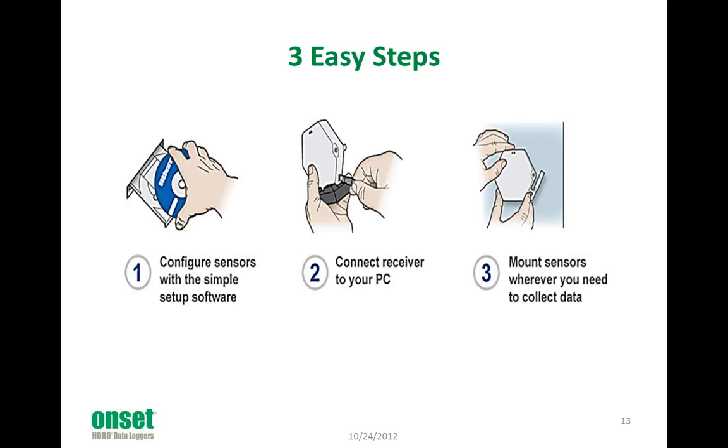So to get down to the 3 easy steps of setting up this kit, as you can see here, we have our step 1, which is just configure the sensors with our simple setup software. Second step, which is the easiest step of them all, is connecting the receiver to your PC. And then step 3 is mounting the sensors wherever you need to collect the data. We'll just go through these steps real quick, and we'll break them down to show you how easy it is to set up this kit.